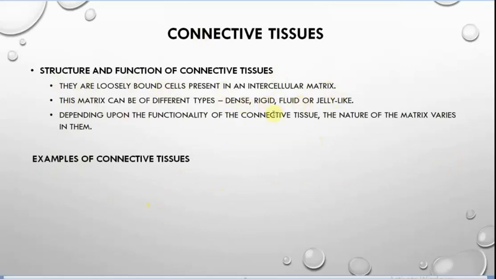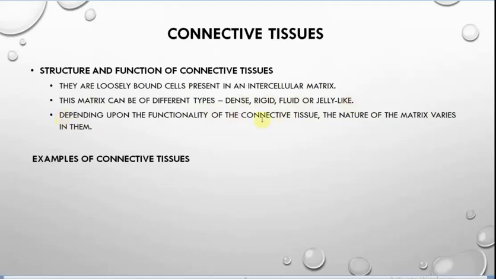Let me explain this with the help of an example. For example, blood. What is the matrix of blood? The matrix of blood is a fluid. That means blood is in fluid form, and that fluid content is called the matrix. The matrix of our bone is a solid substance. So this matrix can be of different types: dense, rigid, fluid, or jelly-like.